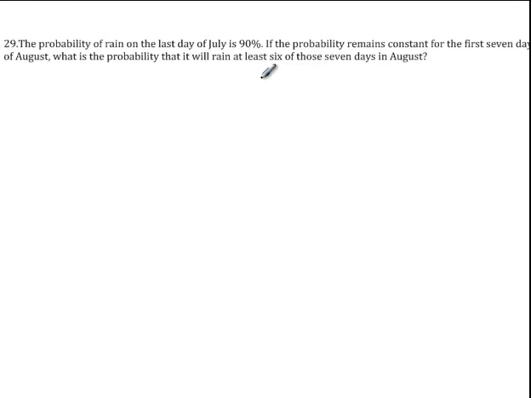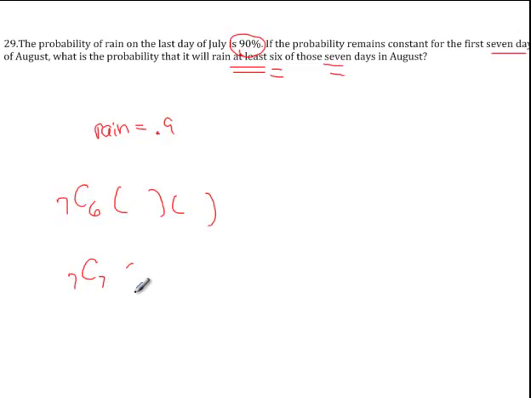The probability of rain on the last day of July is 90%. So rain equals 0.9. The probability remains constant for the first 7 days of August. What is the probability that it will rain at least 6 of those 7 days? So I know I have 7C6. That's the least. So I have to do 7C7.